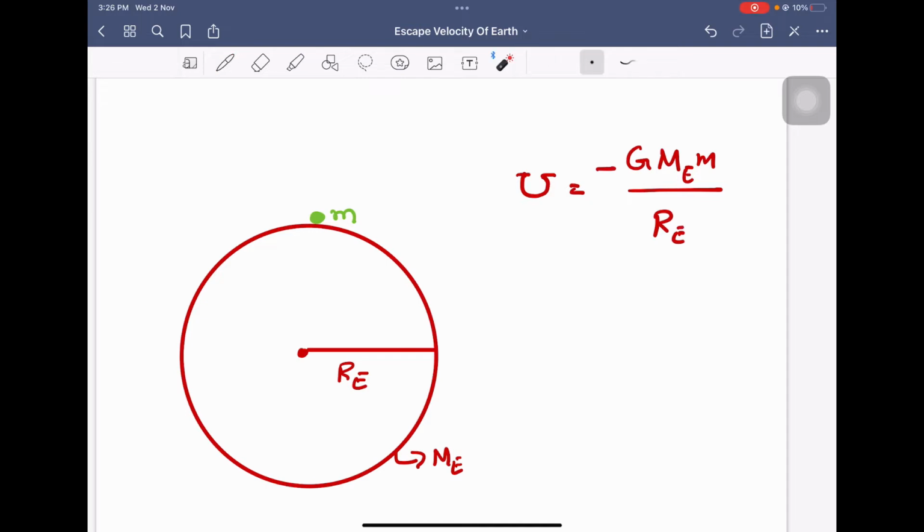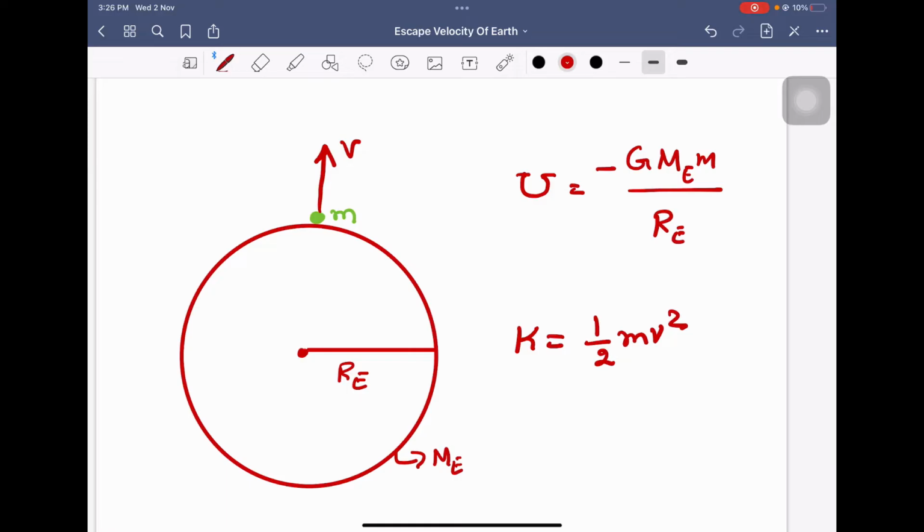Now what does this negative symbol indicate? This negative symbol indicates that this is a bounded system. Bounded system means this body of mass m cannot escape the Earth. Now let us suppose that this body of mass m is projected upwards with some velocity v. Then what is its kinetic energy? Kinetic energy is equal to half mv squared.